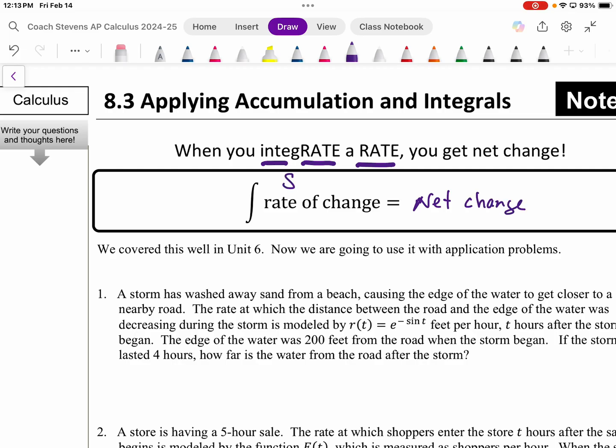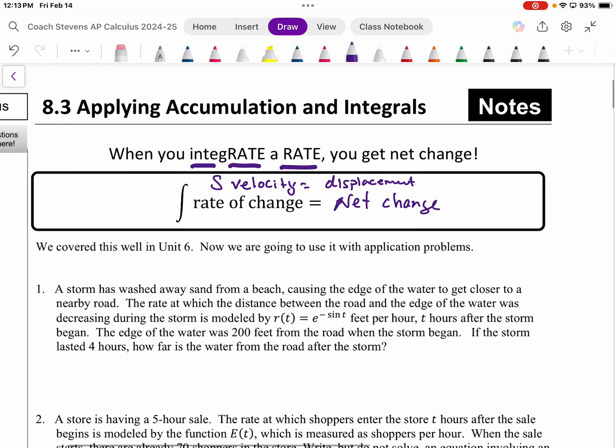So the integration of velocity we learned earlier was what? Wasn't it our displacement? It was our change in position, basically. Change in position. Hey, what Greek letter or geometric figure can we use for change in? Yeah, we can use delta. Okay, we can use delta to represent that.